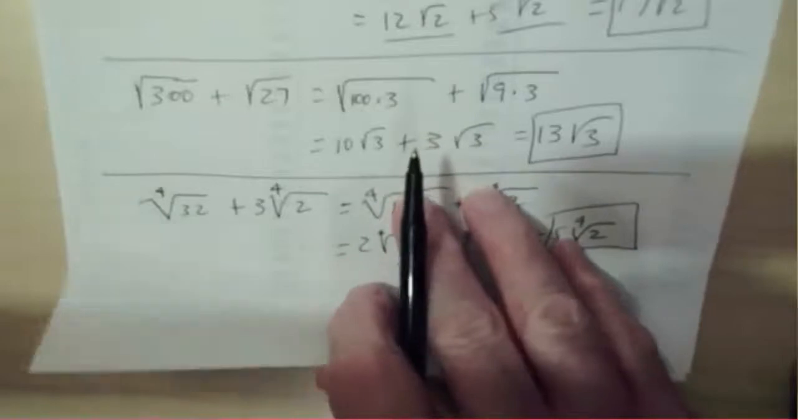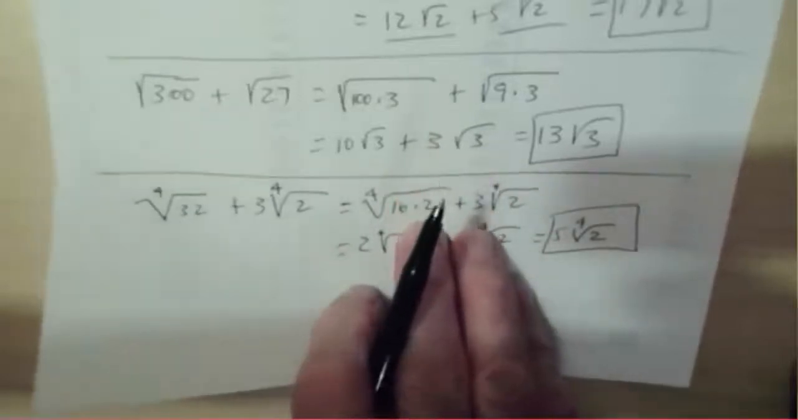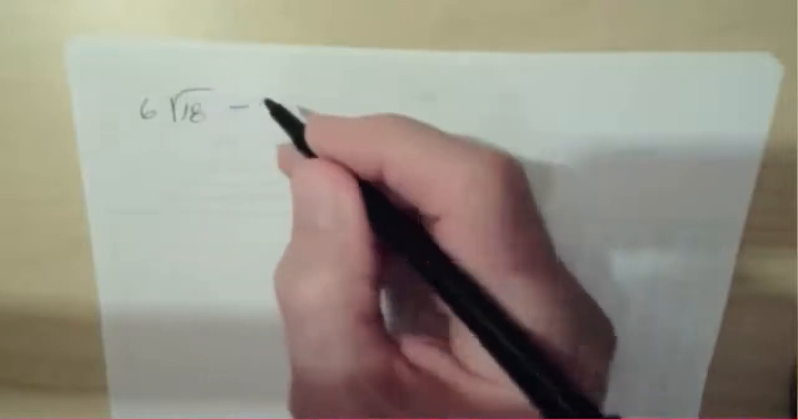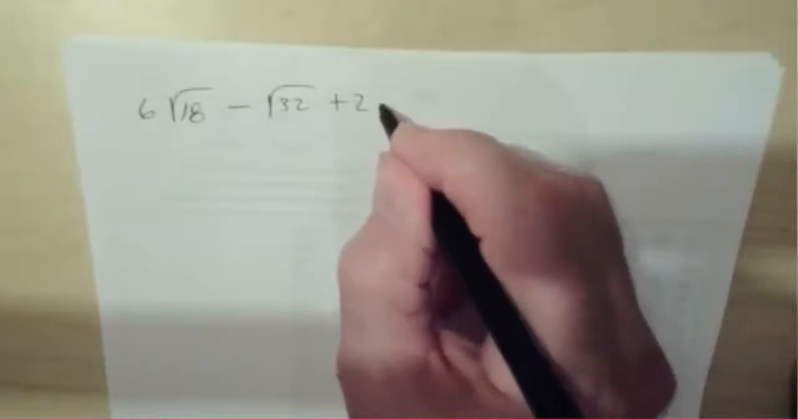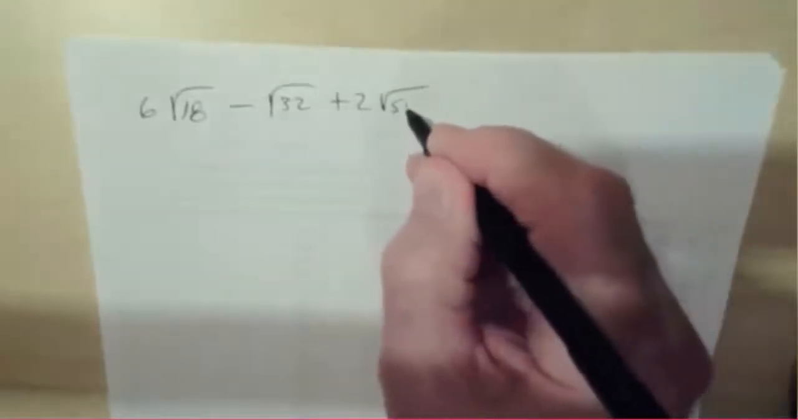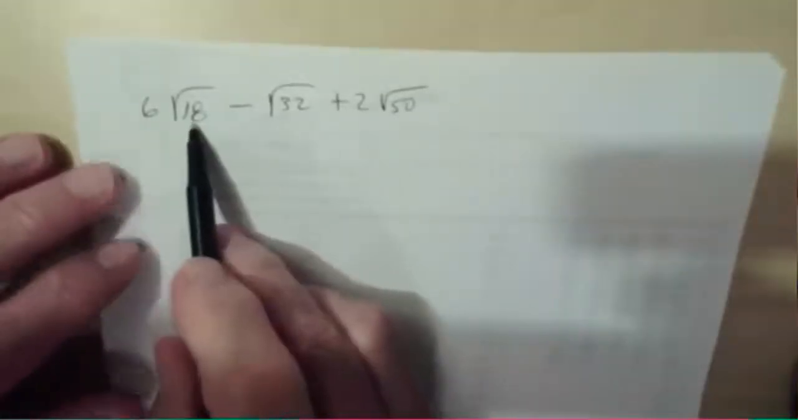Okay. Let's see. And how about this one? This is about as difficult as these get, and it's really not very difficult. If we have, it's just a little bit longer. Minus the square root of 32 plus 2 times the square root of 50. Now, what are the factors of 18 where one of them is a perfect square?